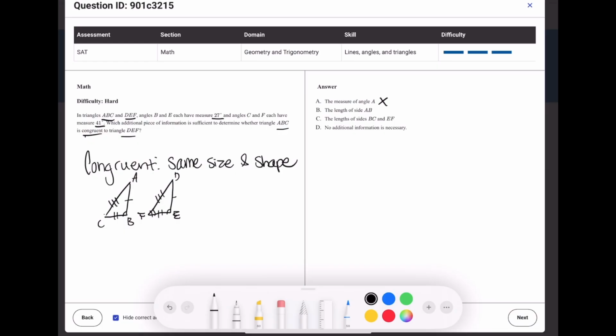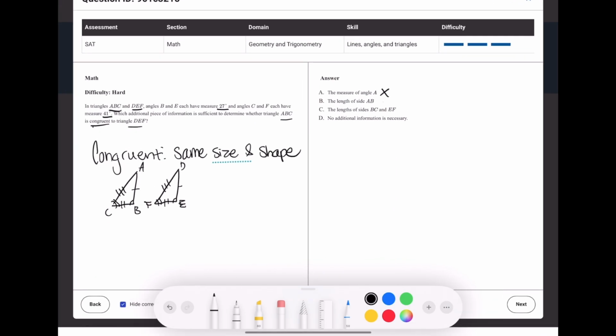So then we have B is the length of AB, but that is also not going to help us. But C is the correct answer because we are given the same side from both triangles, which means they're going to be equal. Because we're given two angles are the same, and also sides are the same as well. And if we're given AB is like 3, we still don't know any of the other sides for the other triangle.